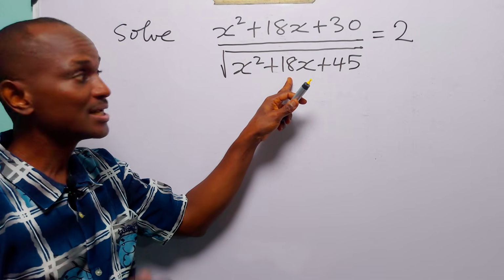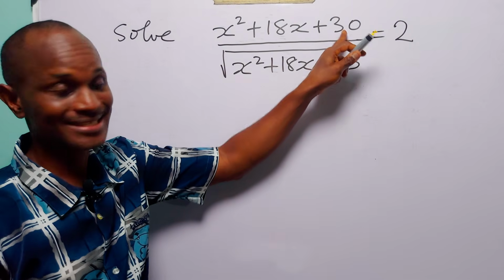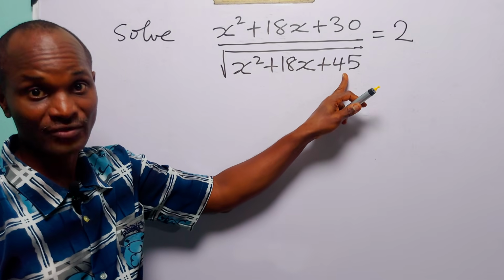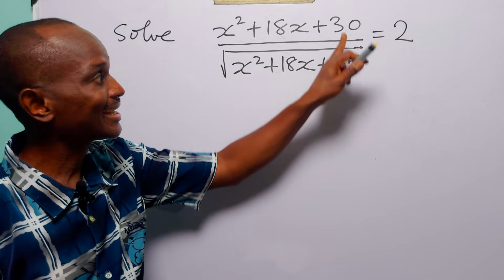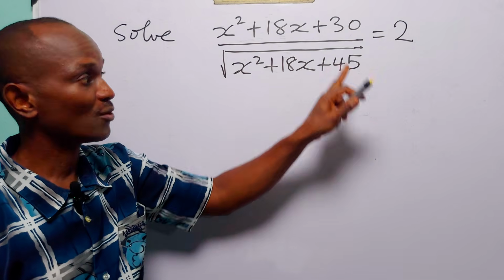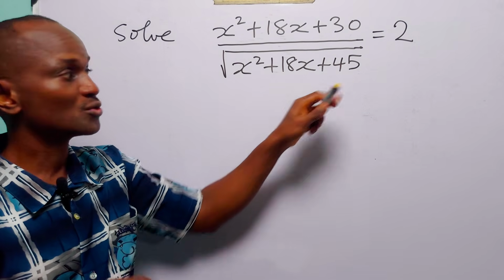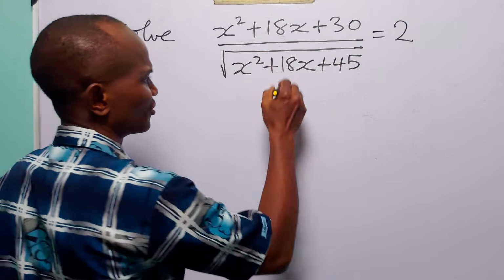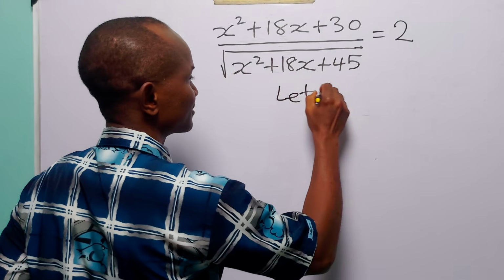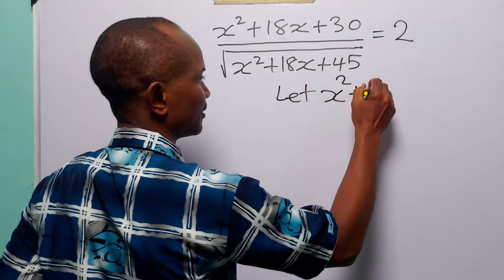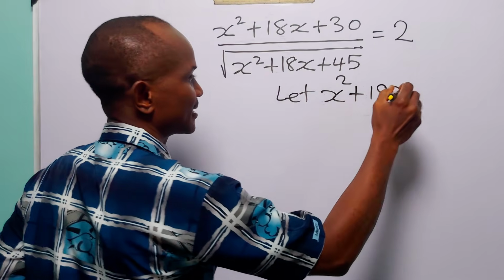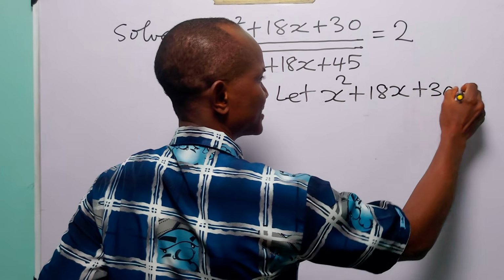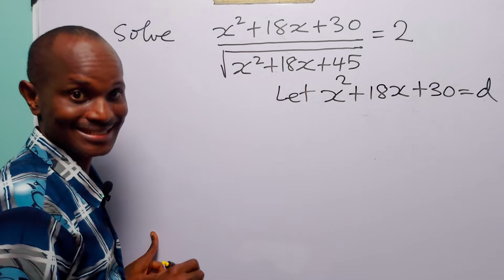denominator. The only difference is that here we have 30 and here we have 45. And of course, you know that if we add 15 to 30, we get 45. So to solve this radical equation, let x squared plus 18x plus 30 be equal to the letter d.